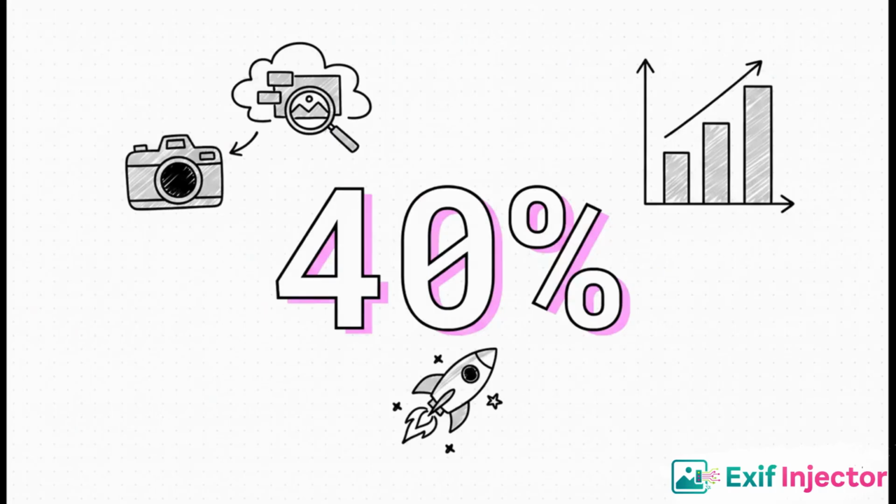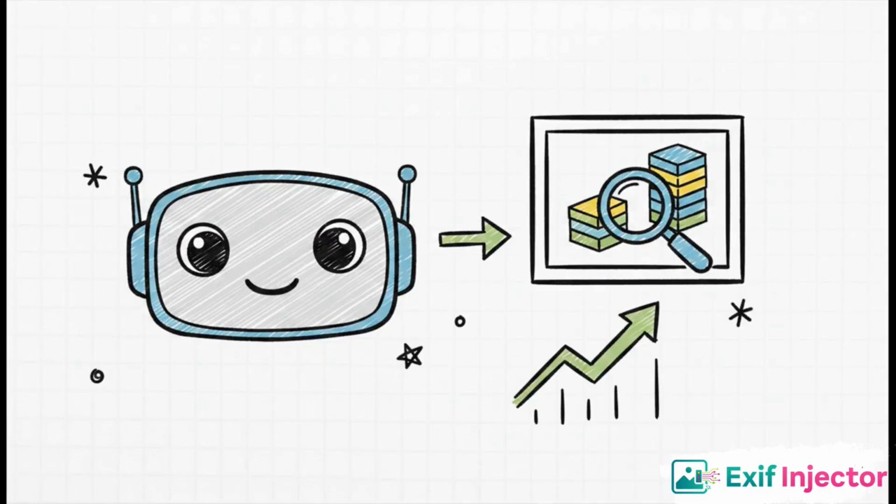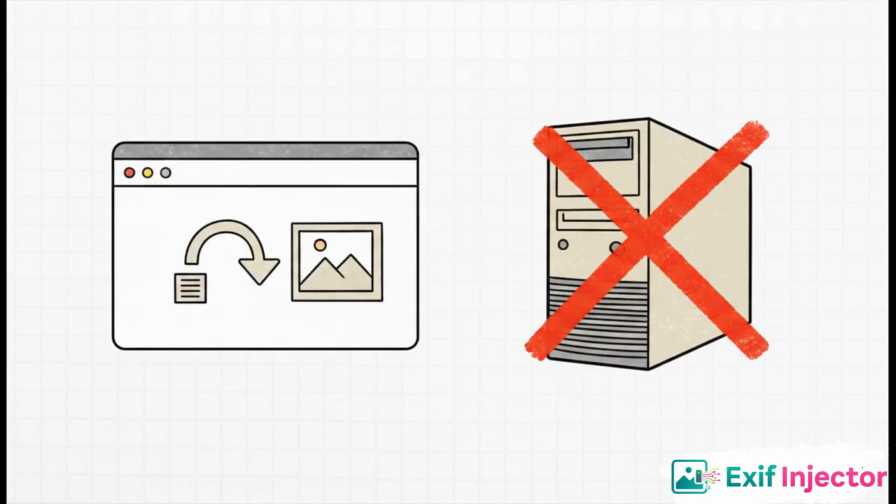Here's the kicker. Images with complete metadata can literally outperform unoptimized ones by a massive 40%. Even wilder, a 2024 Princeton study found AI cites this structured metadata up to 40% more. The fix is super easy.